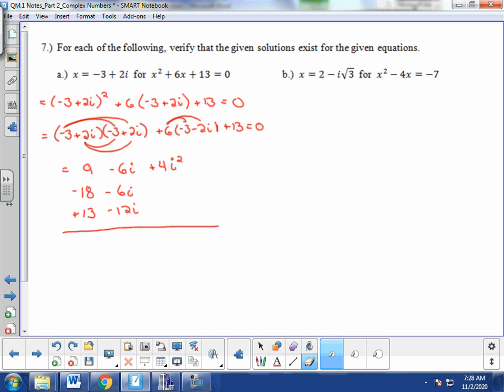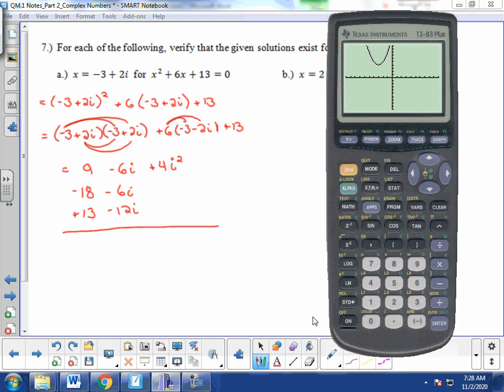So what we want is we want this to equal 0. Sorry, we don't know what it equals yet. So let me start to combine my like terms here. So 9, I'll show you this on the calculator. 9 minus 18 plus 13, combining all the real numbers together, is 4.